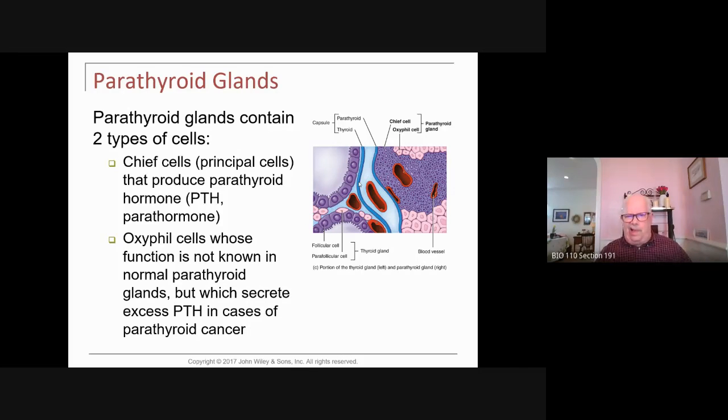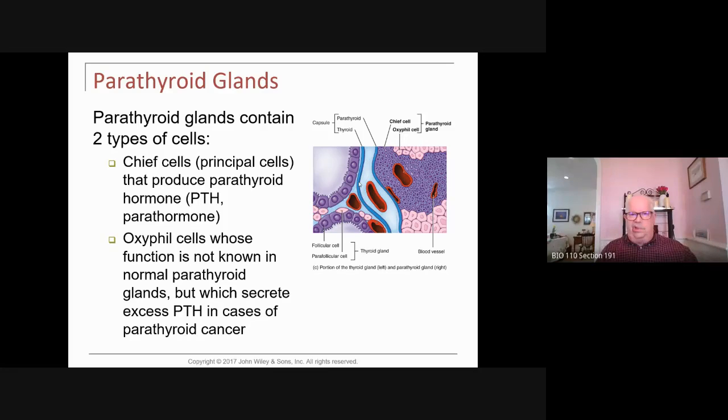The oxyphil cells are not important, and I will not ask you any questions on it, but I will focus on the principal cells or the chief cells. Parathyroid hormone is secreted by the chief or principal cells. Its whole function is to raise your calcium levels.